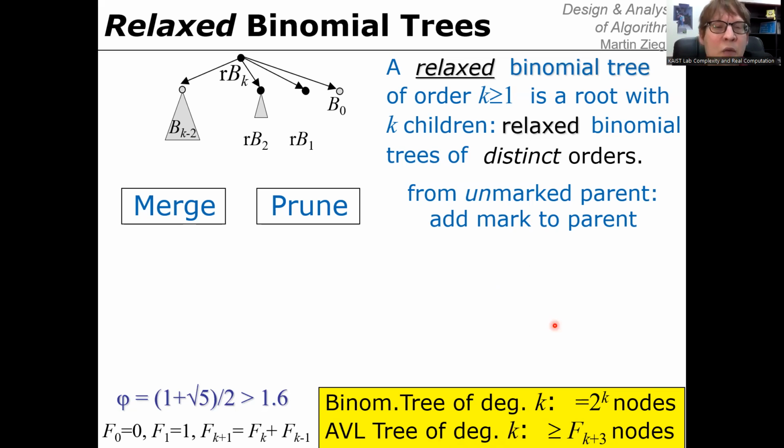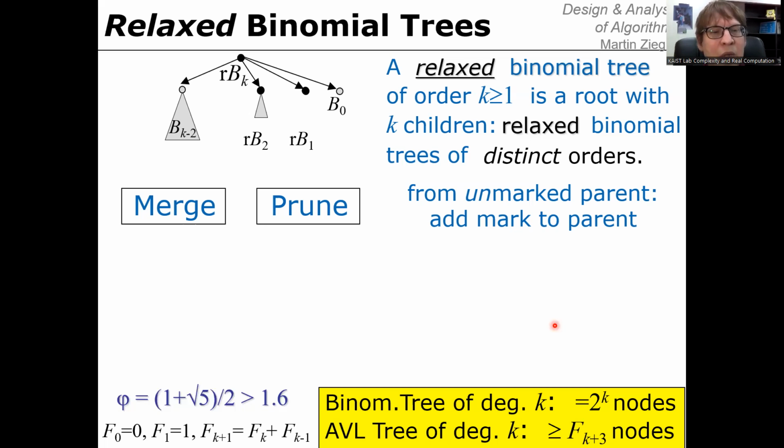or put differently, conversely, the degree of an AVL tree is logarithmic in the number of nodes of such a degree, and we want the same for relaxed binomial trees. We want to prove that also relaxed binomial trees have a number of nodes that is at least exponential in the order, and then conclude that the order in turn is at most logarithmic in the number of nodes of the relaxed binomial tree.